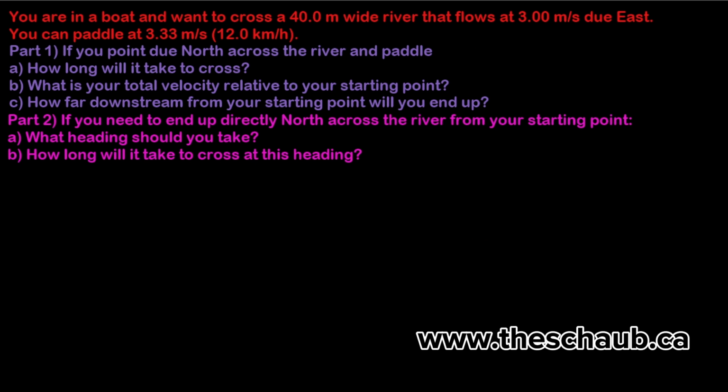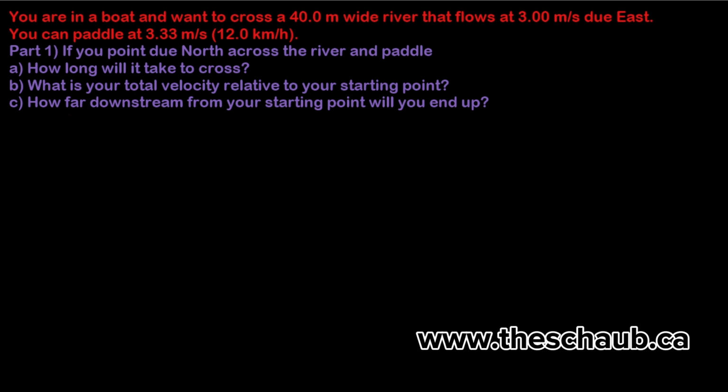In part 2, we'll examine the question of if you need to end up directly north across the river from your starting point. In part A, we'll examine what heading you need to take to end up directly north across the river, and in part B, we'll calculate how long it'll take to cross at this heading. We start part 1 by making a diagram and listing our variables.